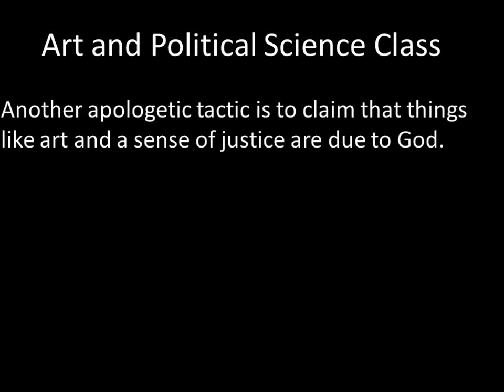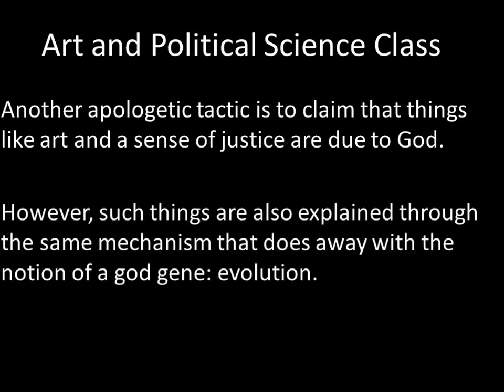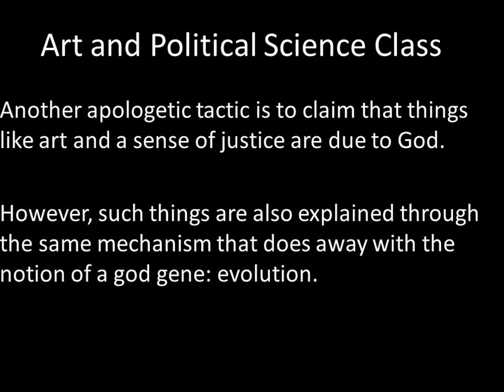Art and Political Science class. Another apologetic tactic is to claim that things like art and a sense of justice are due to God. However, such things are also explained through the same mechanism that does away with the notion of a God gene: evolution.